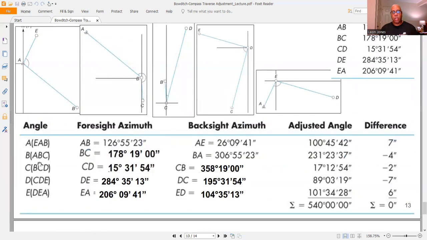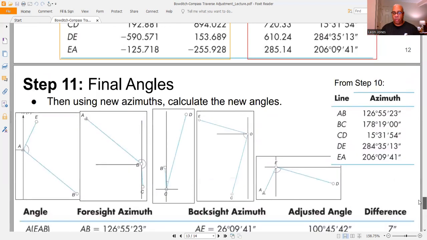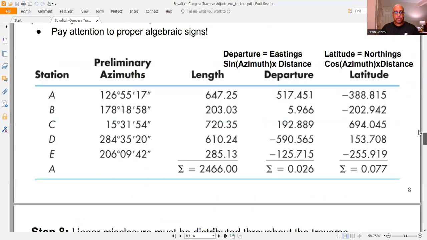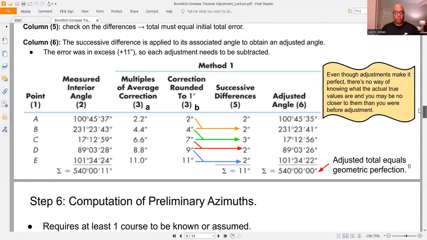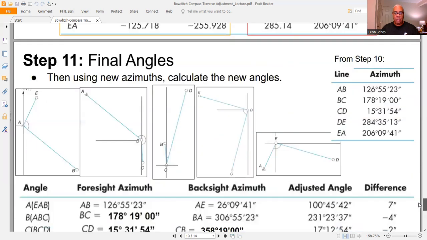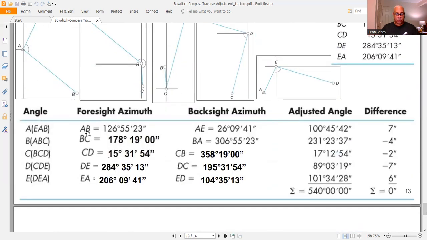Now, something you need to know. We had angles up here, your adjusted angles. Now your adjusted angles, particularly in this problem from step 5, are going to be a little different from your final adjusted angles. Because what we're doing here, we go right around. They got this 100 degrees, 45 minutes and 42 seconds because what you do, you subtract your back azimuth from your forward azimuth.